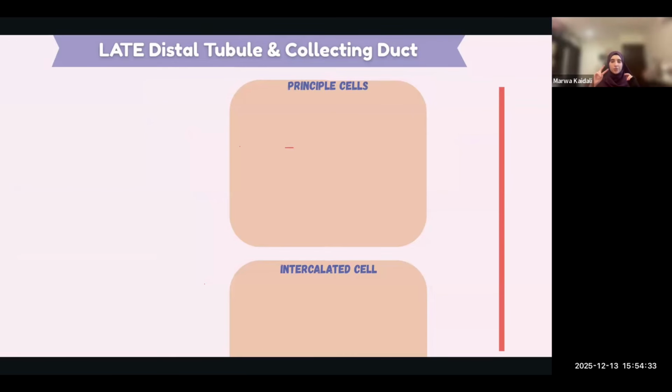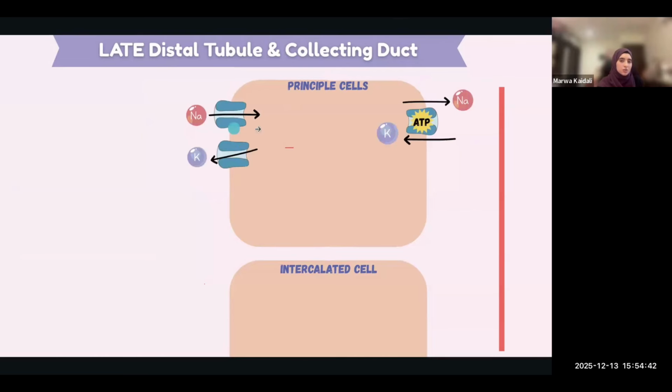So in this area, we have two types of cells. The first ones are the principal cells, and then we also have intercalated cells. Okay. Now, the first thing that we're going to see in the principal cells is a sodium channel and a potassium channel. Before I get into them, I'm going to talk about the sodium potassium ATPase. Now, this ATPase, I know we have talked about it.